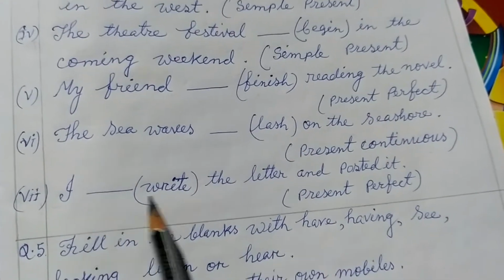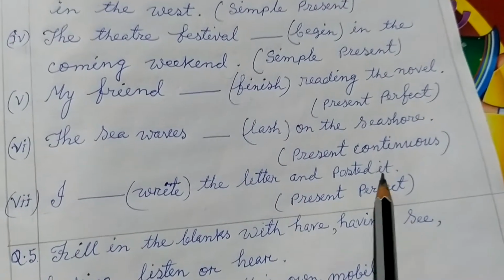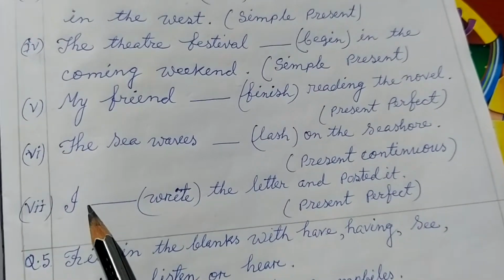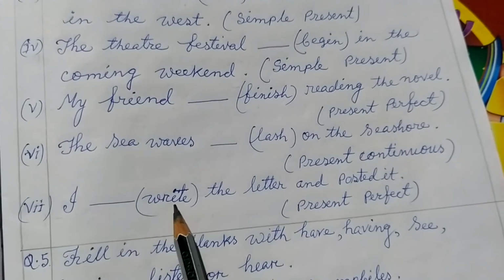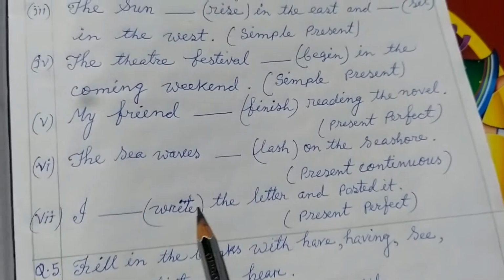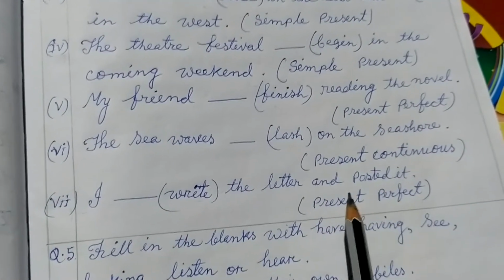Number 7. I dash write the letter and posted it, present perfect tense. So the answer is I have written, W-R-I-T-T-E-N, written the letter and posted it.